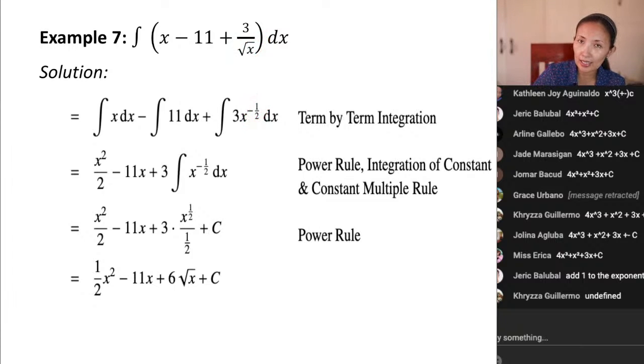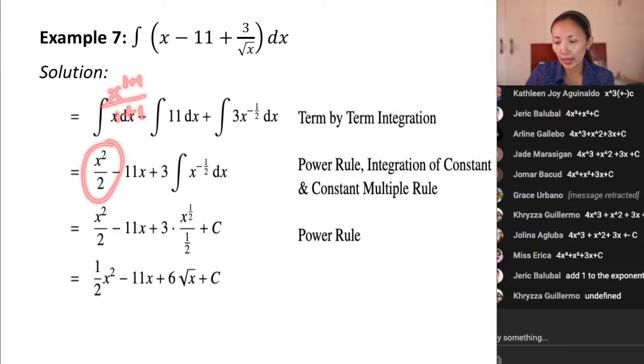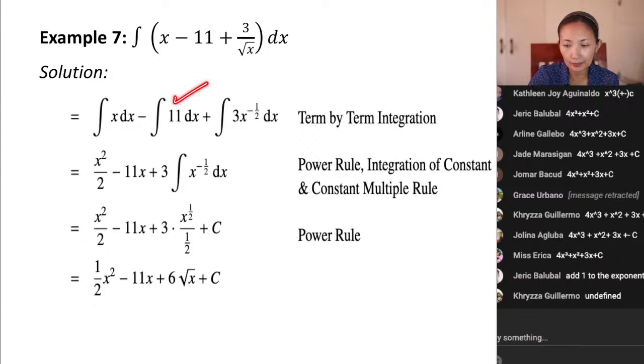So let's integrate term per term. This is x raised to 1. So, plus 1 over 1 plus 1, that would be x squared over 2. Minus, the integral of a constant 11 is 11x. And then this, apply the constant multiple rule. We have the constant 3, you can bring it out. And then integrate this as a power.